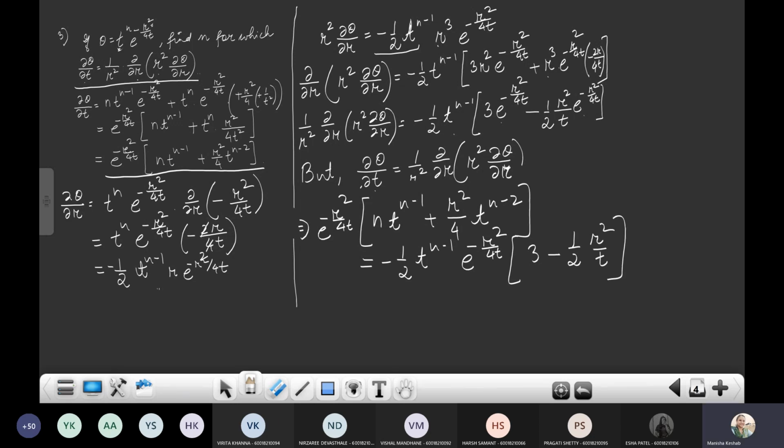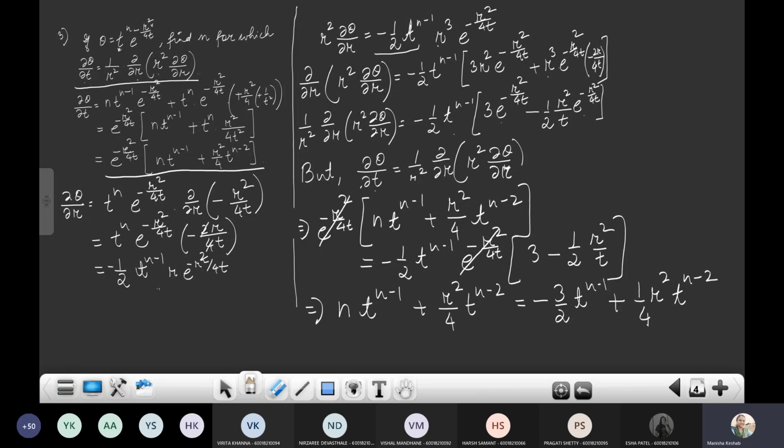So from this we can say this and this got cancelled. Now just simplify it. So we'll get n t power n minus 1 plus r square by 4 t power n minus 2 is equal to minus 3 by 2 t power n minus 1 then plus 1 by 4 r square t power n minus 2.